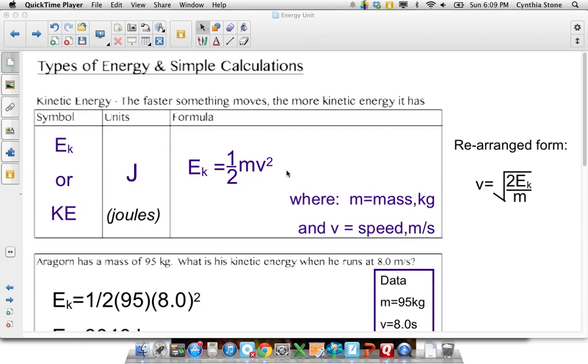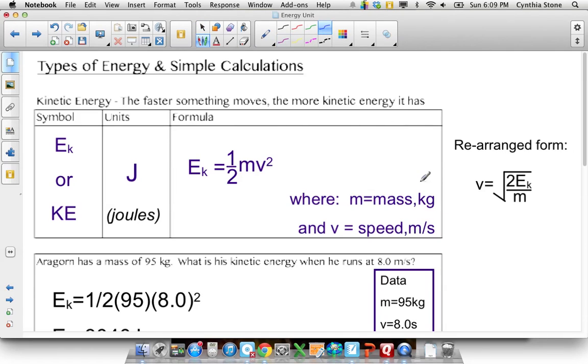Okay, 1/2 mv squared. So m is mass, it has to be kilograms. Okay, that's really important that you know that it has to be kilograms. And v has to be meters per second. So speed in meters per second. And you can see here I put already the rearranged form. Okay, so if you're looking for speed given kinetic energy, this is what you use.